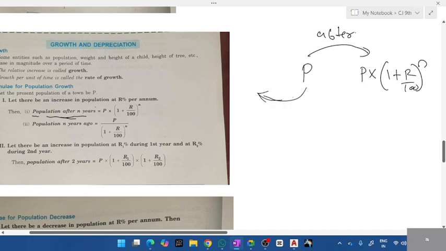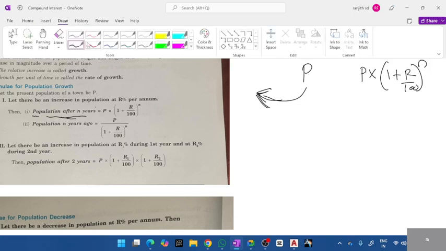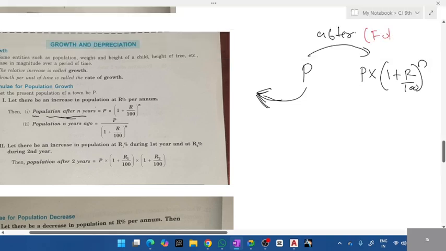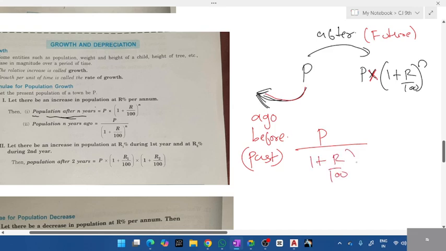What is before or ago? Is it future or past? Past. So when the word after is given, after is future. For future calculation, you have to multiply. When they ask you the word ago, 2 years ago or before 2 years, what was the value? The words are ago and before. That is past tense. For past tense, what do you do? P divided by 1 plus R divided by 100 to the power N.